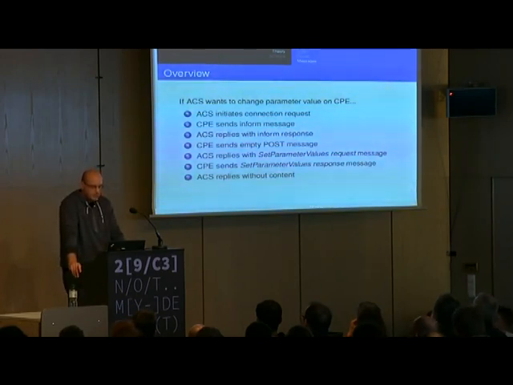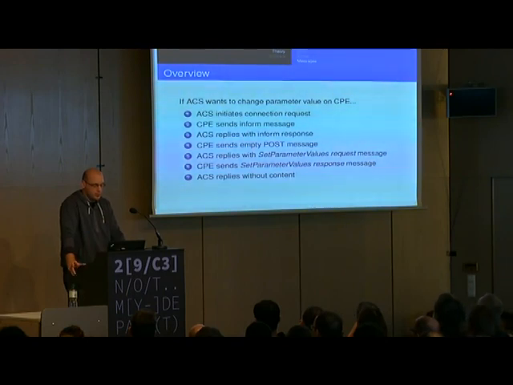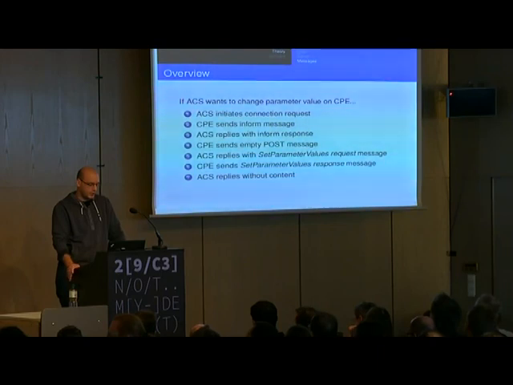So how does the communication look? This is the longest one, okay? It can be shorter. So let's say the ACS wants to change or get some parameter. It will initiate the connection request. After that, the CP will contact the ACS on its already configured URL. The ACS will reply with an inform message response. Then the CP will send an empty POST message.